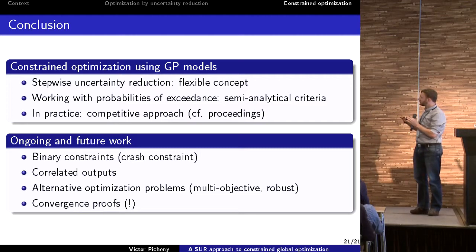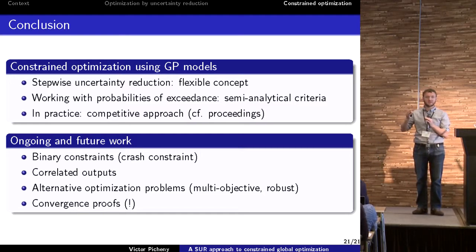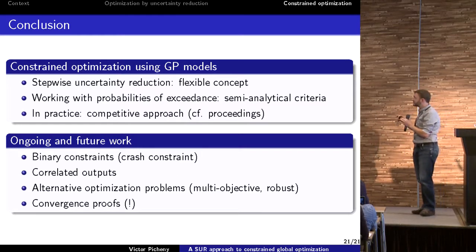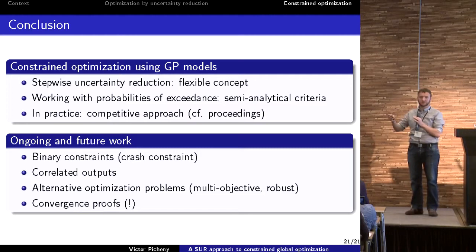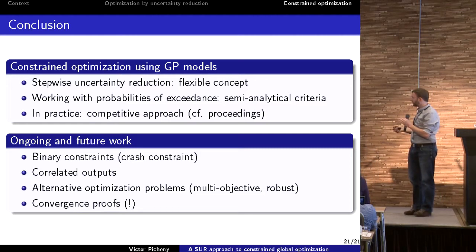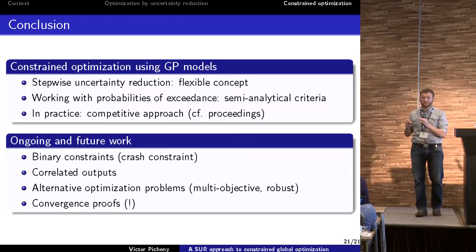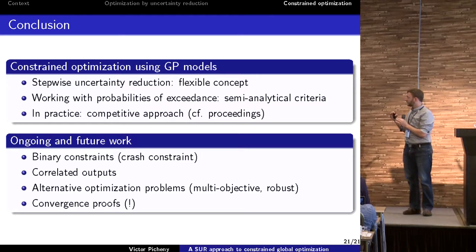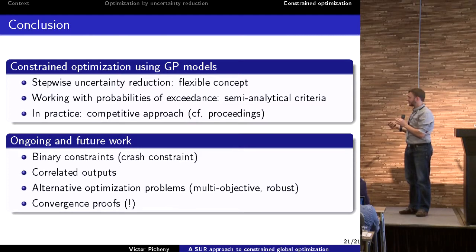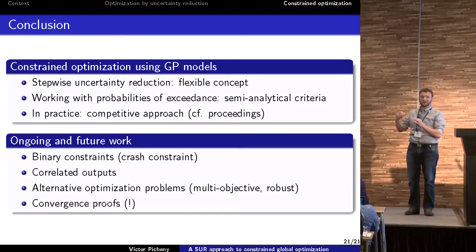And the fact that I use probabilities of exceedance, so only probabilities of being below or above a threshold, makes it very easy for the calculation. So I have tractable criteria in semi-analytical form because I still have to do some numerical integration, but I don't have to rely on Gaussian process realizations. And in practice, I didn't take time to show you, but that's a very competitive approach compared to state-of-the-art. Compared to non-global approaches for optimization, like interior point methods or something like that, it's much better. And it's also very competitive compared to Gaussian process-based approaches that use improvement strategies.